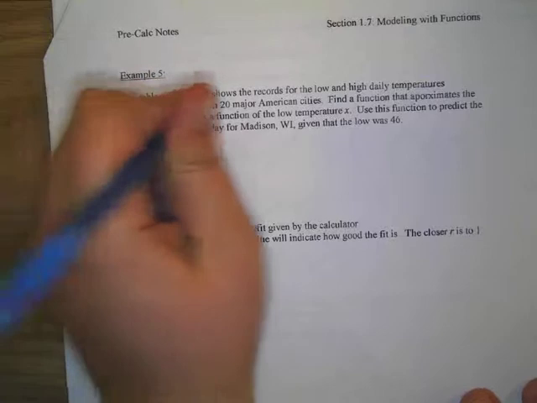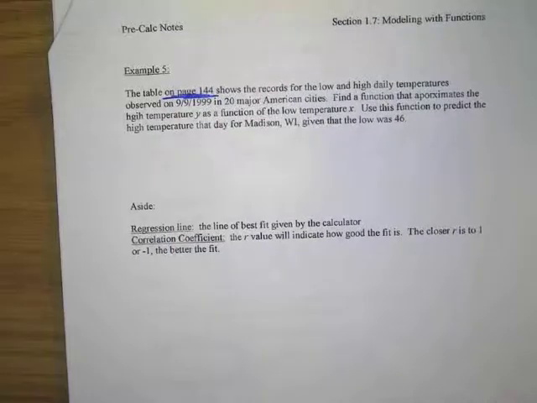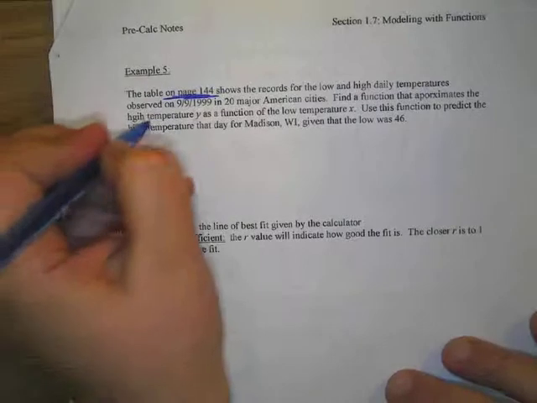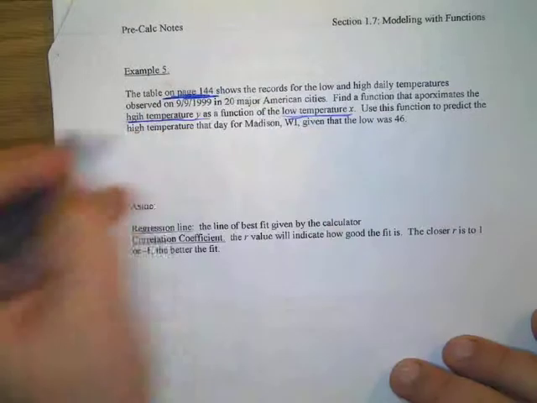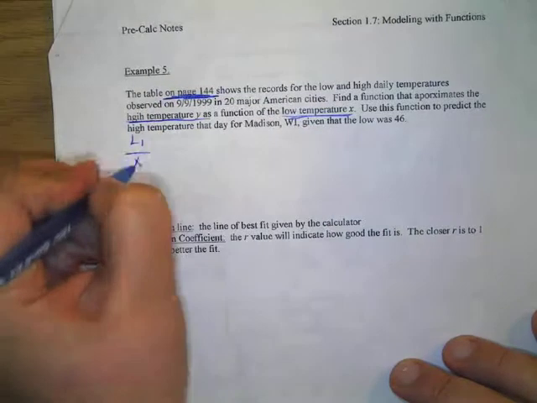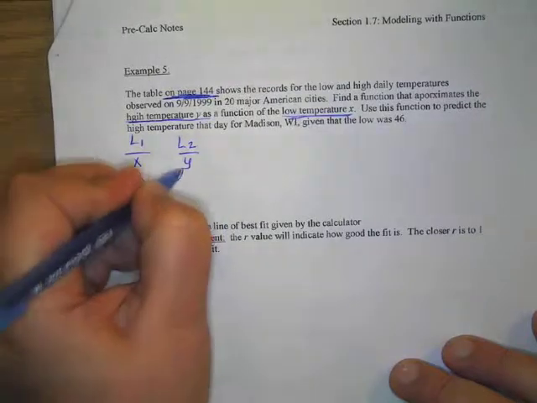Okay. Now this last one, I need you to get to page 144. We're going to put some stuff in our table, in our stat list. I screwed up earlier, so I've got to redo it. If you look here, the Y is the high temperature and the X is the low temperature. So list 1 needs to be your X's and list 2 has to be your Y's. Your low temperature goes here and your high temperature goes right here.